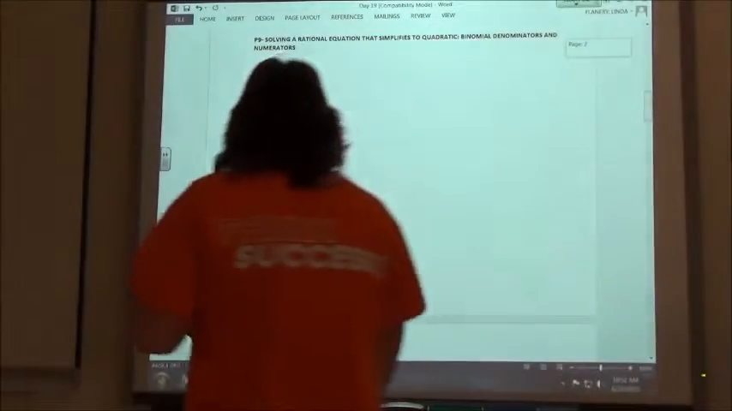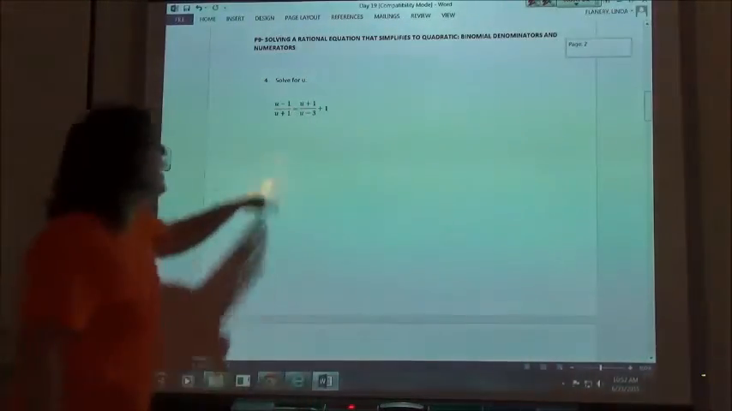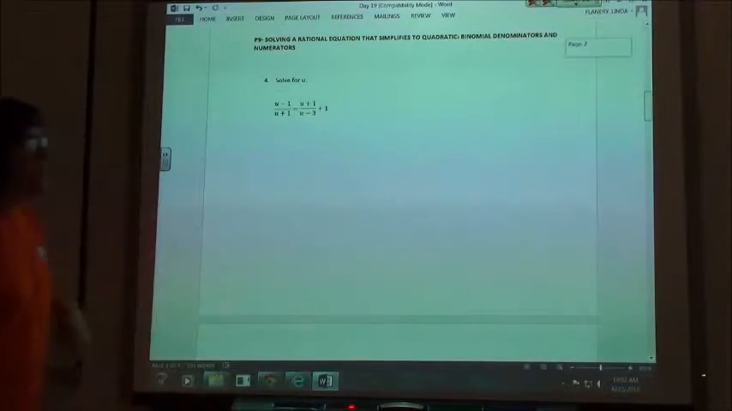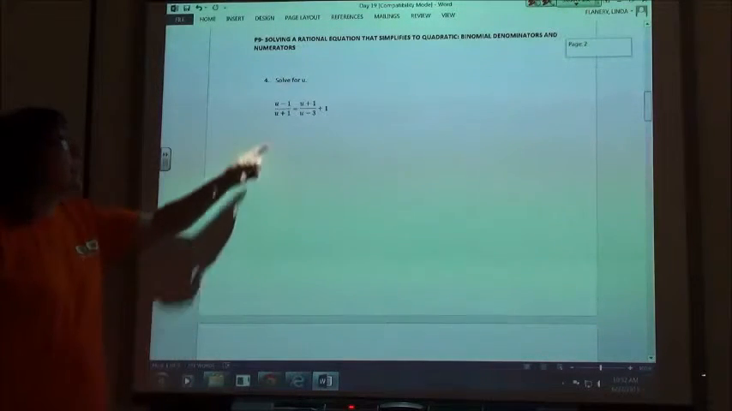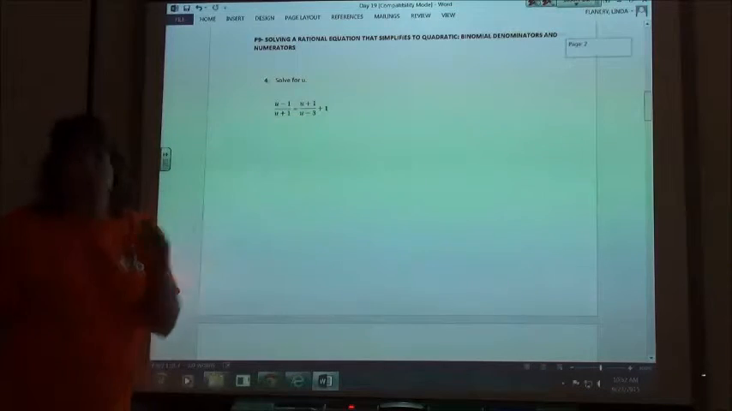So number 4, 5, and 6, same kind of thing. I'm going to have fractions, and so I'm going to get rid of the fractions by multiplying by my common denominator. This time we have binomials up on top, so we get to do a lot more FOILing. And again, we have to check for our restrictions.